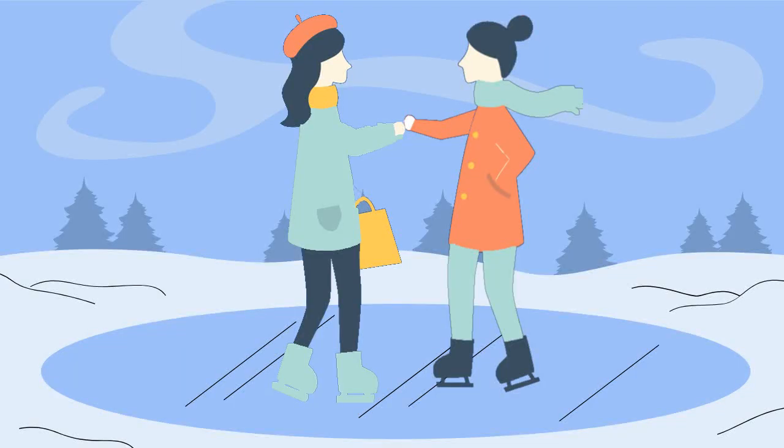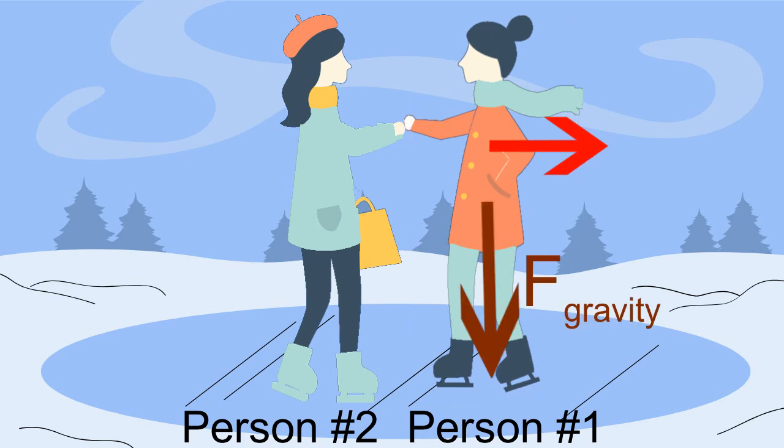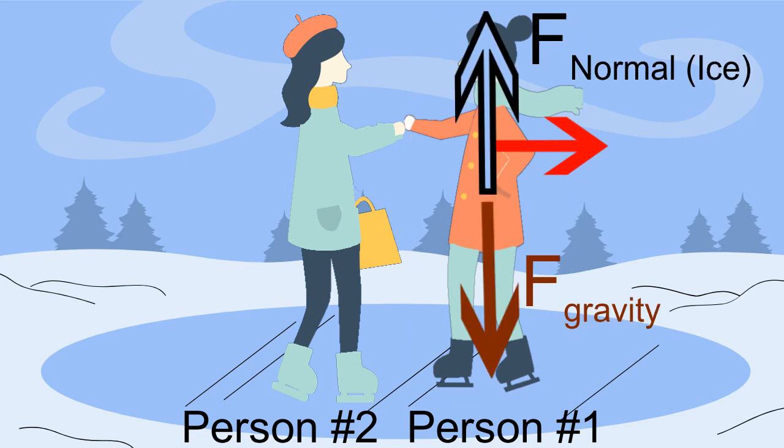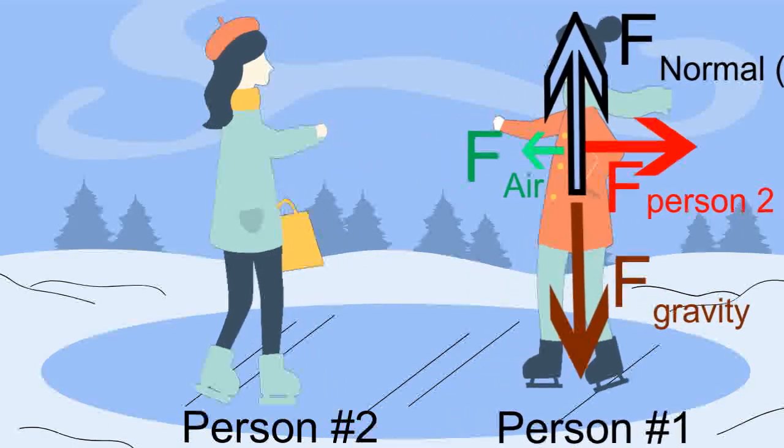For determining net force, it does matter what system you're choosing. For instance, if you have two people both on skates on ice and they push each other apart, let's say that you take the system of just person one. With that person one as your system, you're going to have the force of gravity, the normal force from the ice pushing up, and you also have the force from person two pushing on person one. And then there's also the force of air resistance as they start moving.